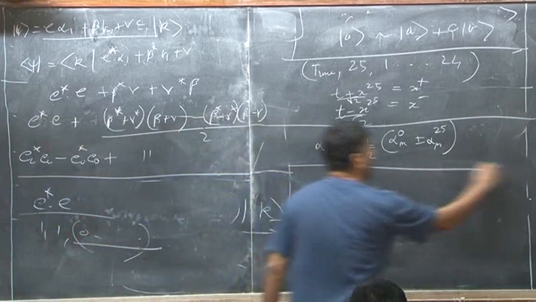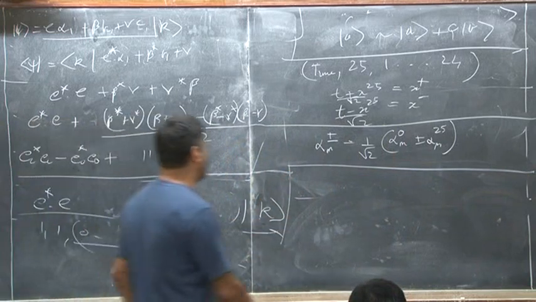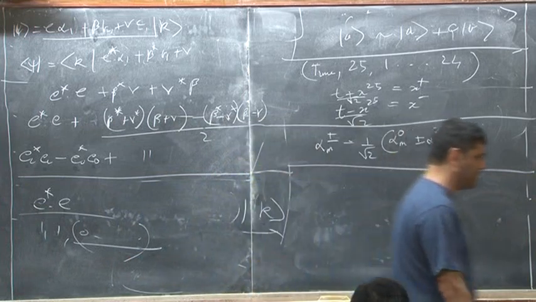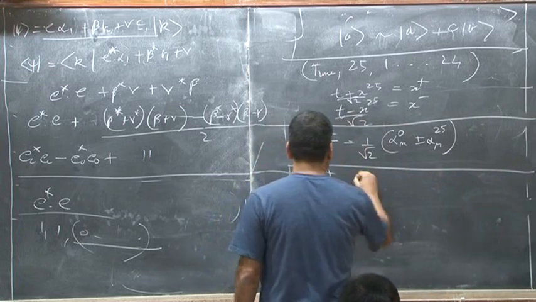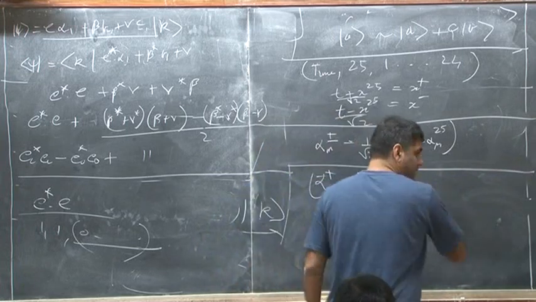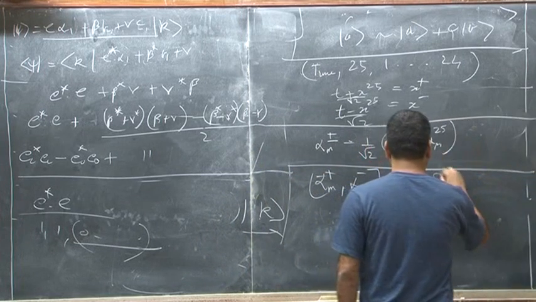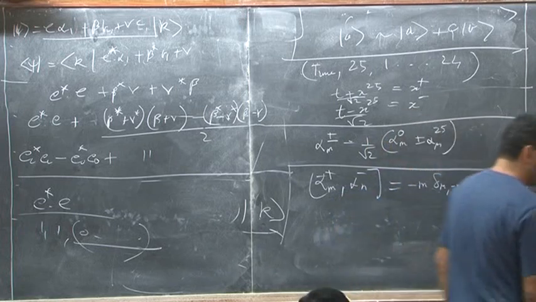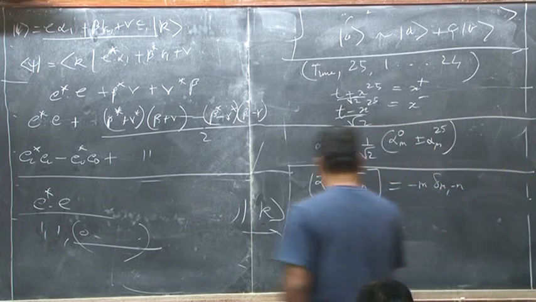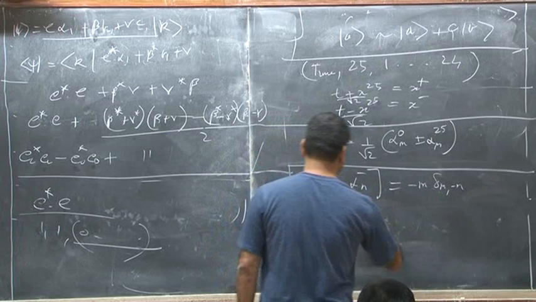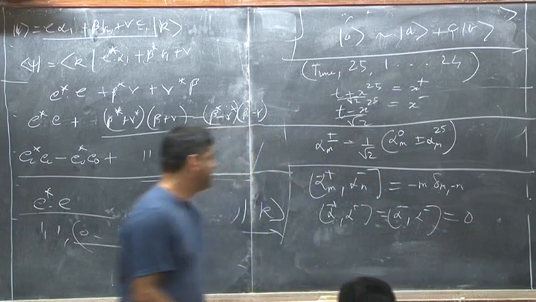Now the next thing we want to know is what the commutation relations of these are. Let me write them down and then we'll see if we believe them. Alpha plus m with alpha minus n is equal to minus m delta m plus n. And alpha plus with alpha plus is equal to 0.